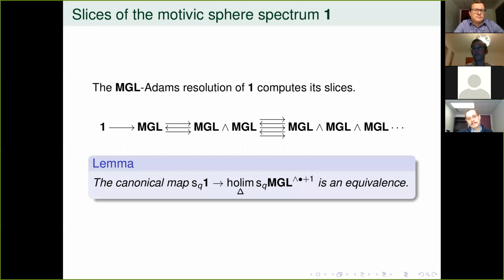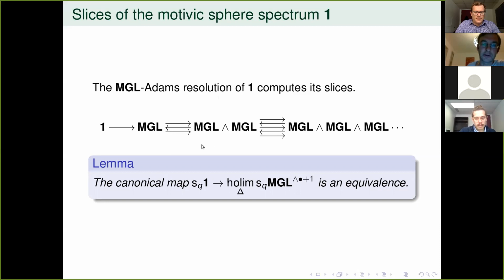Okay, this is one possible approach to Beilinson's question. Let's now move on to the sphere and compute the slices of the sphere. And one way to do this, as suggested by Voevodsky in his open problems paper, is to use the MGL-based Adams resolution of the sphere spectrum, or I should probably say Adams-Novikov resolution. My apologies.